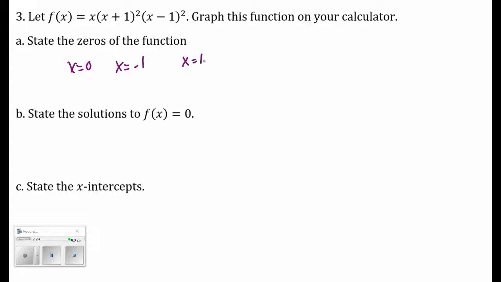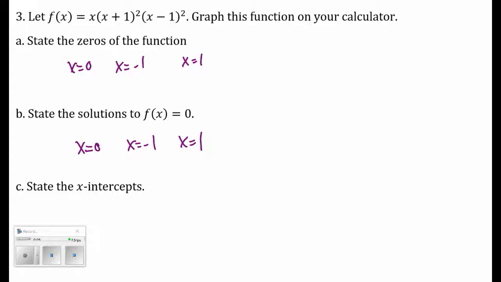And x equals positive 1, that has multiplicity two, because that's also a repeated factor. Those are the zeros. What are the solutions to this equation f of x equals 0? Well, when does that function equal 0? Well, at x equals 1, x equals negative 1, and x equals 1.